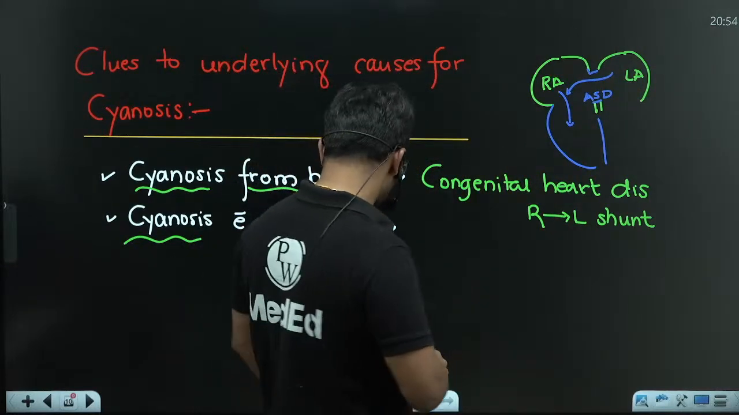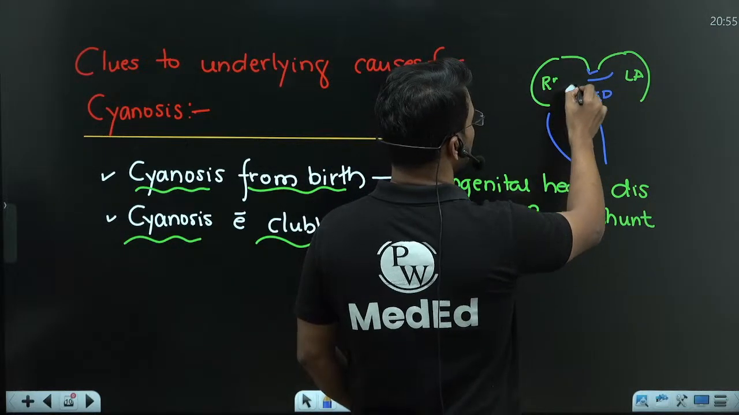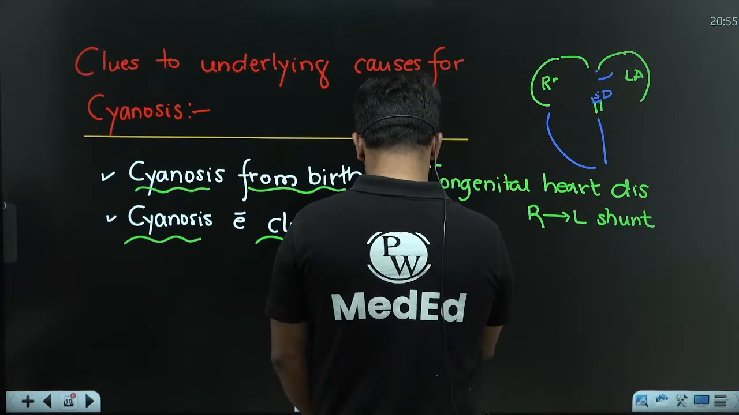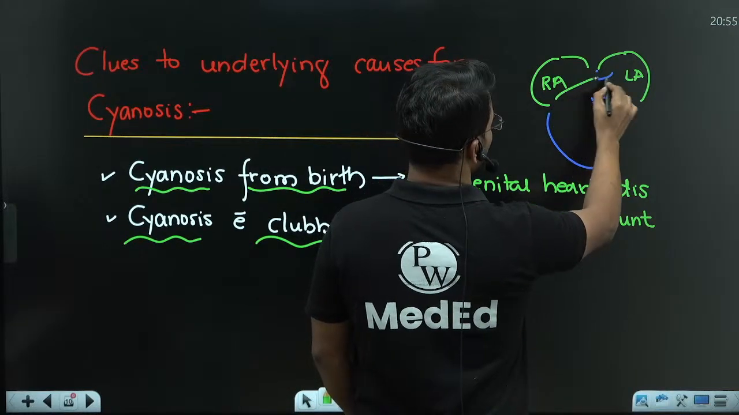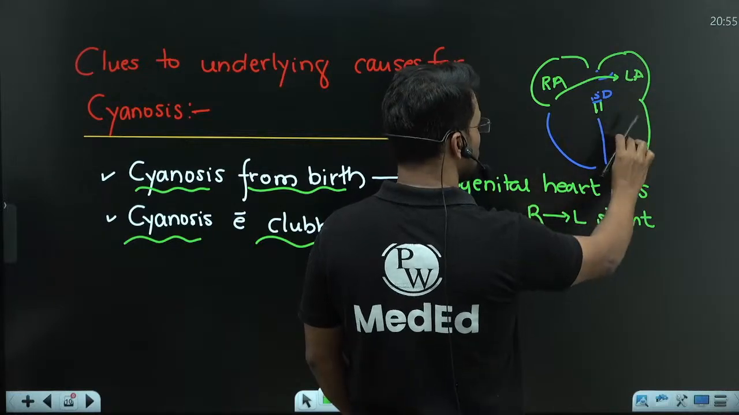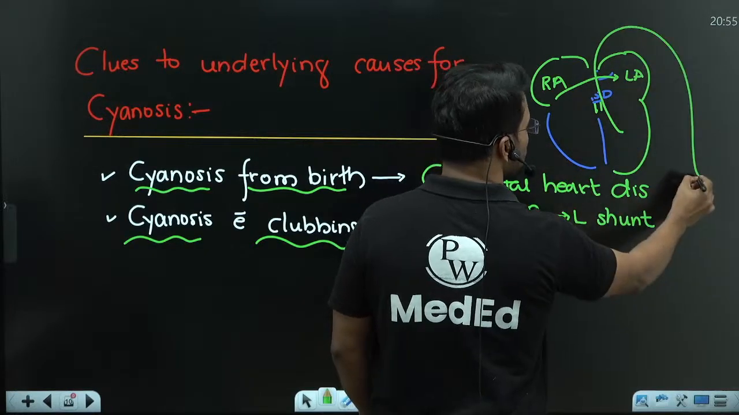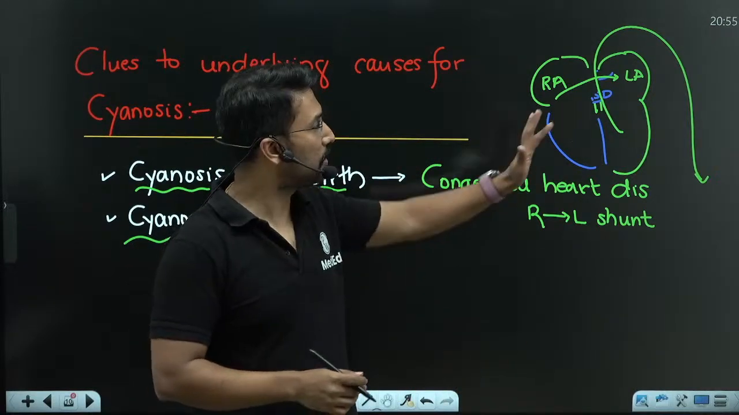The problem is when the inverse of this happens, once there is a reversal of this shunt, when the deoxygenated blood moves from right atrium to left atrium, now I am mixing the oxygenated and deoxygenated blood, and this mixed blood is what is going to the tissues, right? When will that happen in a patient with ASD?